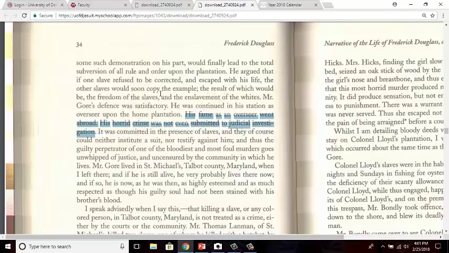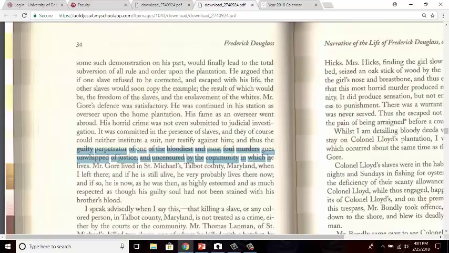So I look at this segment, and the idea is that white overseers and slave masters are not held to the same kinds of rules that everybody else seems to be in the country. Then again, it goes on. He was the guilty perpetrator of one of the bloodiest, most foul murders. He goes unwhipped of justice and uncensored by the community in which he lives.